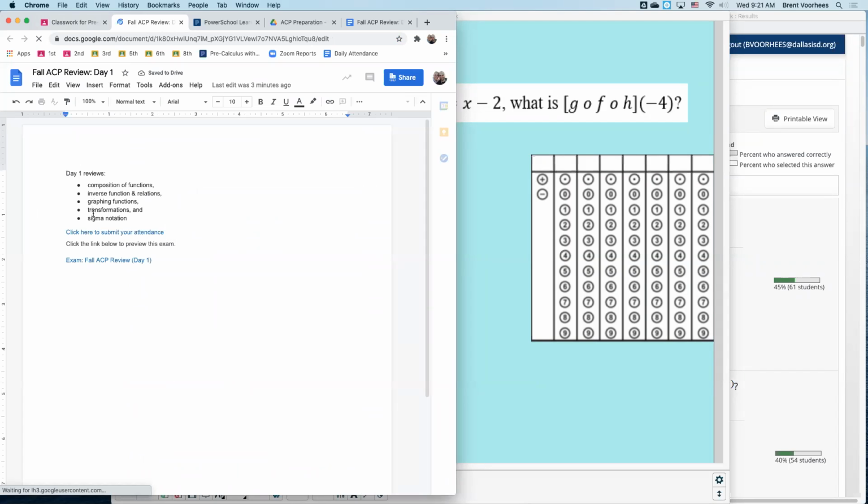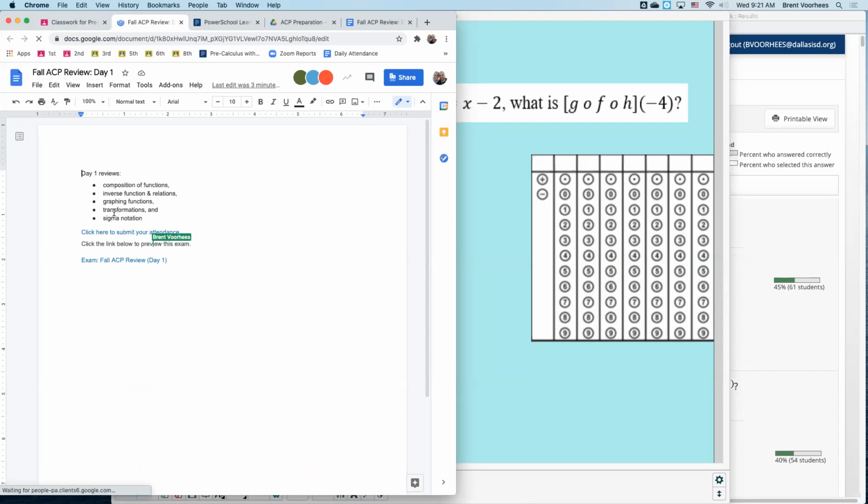We're going to review these 5 concepts, and I have DOLs for the 5. That's what this exam is right there. I should change this just to say DOLs. Change that: Exam, DOLs, all ACP review. Okay, so that's where you'll submit that right there.